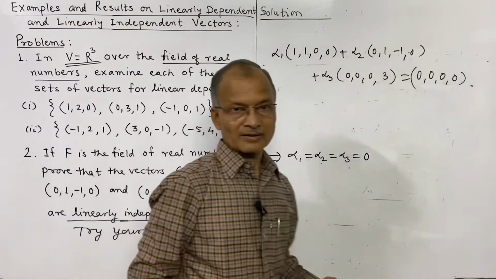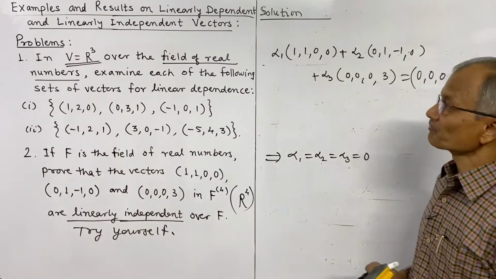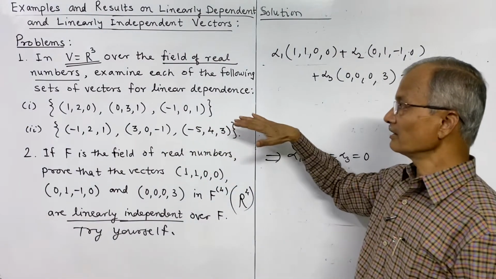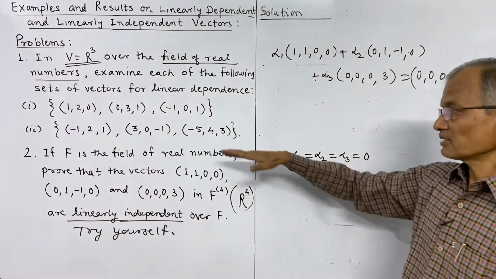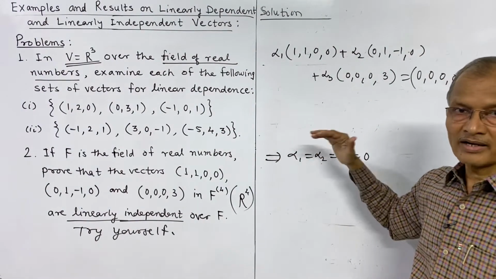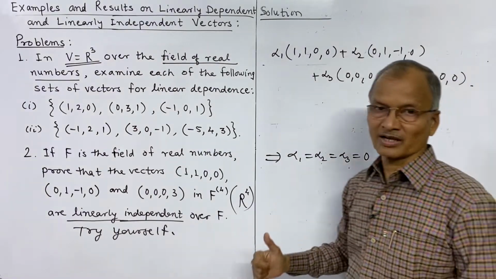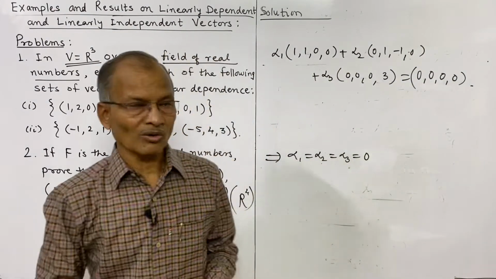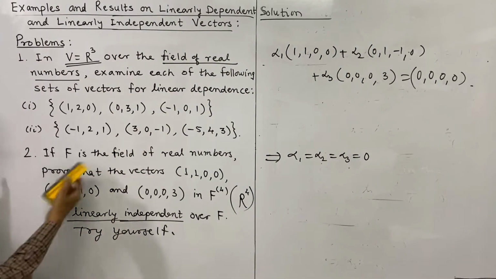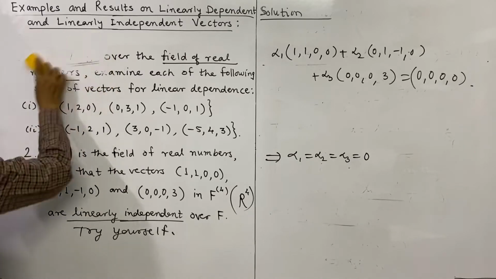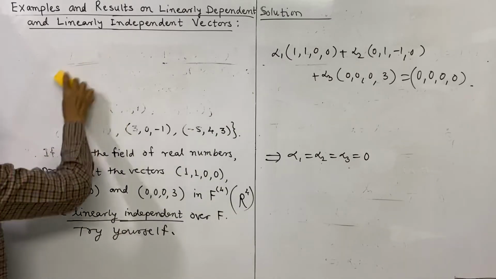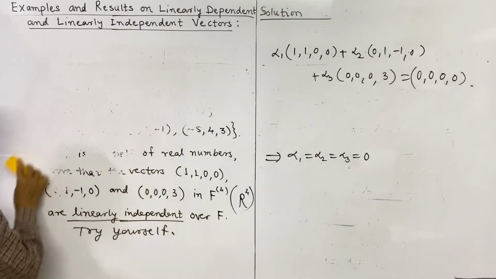So thus we have solved some problems to know the procedure to check whether the given vectors are linearly dependent or independent. As many vectors as there are, take the same number of scalars, form a linear combination, equate that to 0, and find out the scalars. If at least one is not 0, then the vectors are dependent, and if all are 0, the vectors become linearly independent. So in this way we can check linearly dependent or independent vectors.